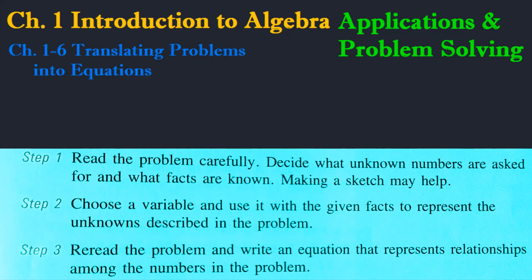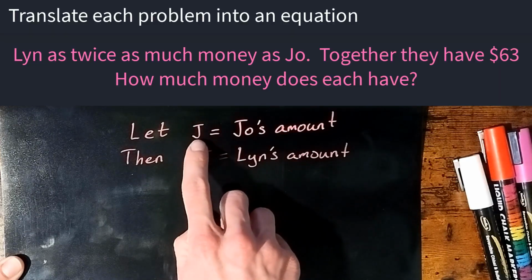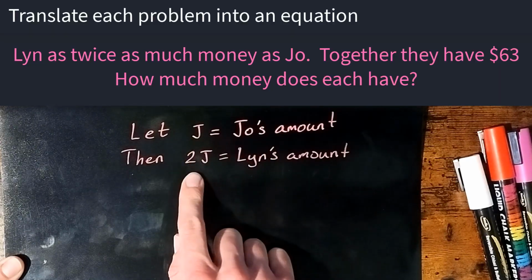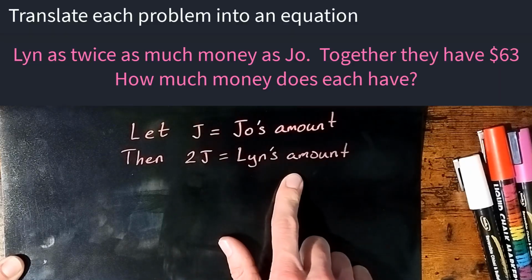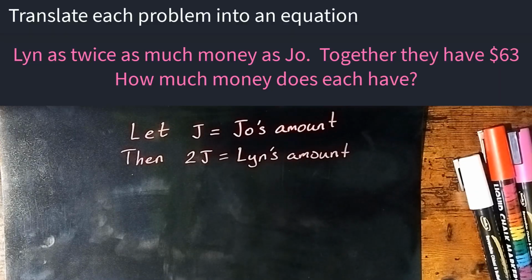This chapter is having me practice translating problems into equations a lot because extracting equations from the problem is typically more difficult than solving for the variables. Step 1 is read the problem carefully and figure out what is known and unknown. Step 2 is to choose a variable. I let j equal Joe's amount, therefore 2j equals Lynn's amount, based on the first sentence. Step 3, reread the problem and write an equation.